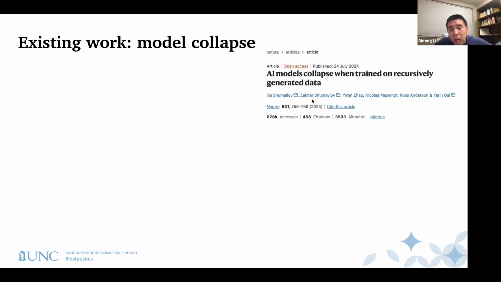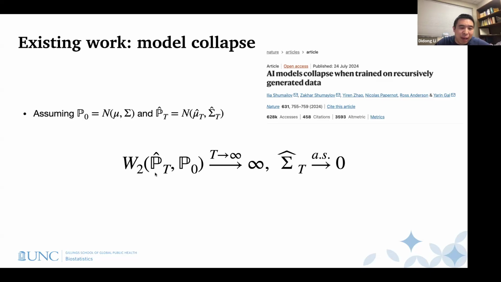For example, there's a Nature paper in 2024 on what is called AI model collapse. But surprisingly, the assumption is very strong. They assume the true data distribution is Gaussian, and their estimator in each iteration is also Gaussian. Then they can show that the learned distribution PT hat is not converging. It's far from converging to the ground truth. Instead, they show the distance actually blows up. It goes to infinity. Also, the covariance almost surely goes to 0, meaning that you go to a point mass. That's why they call this model collapse. It's more like a negative result.